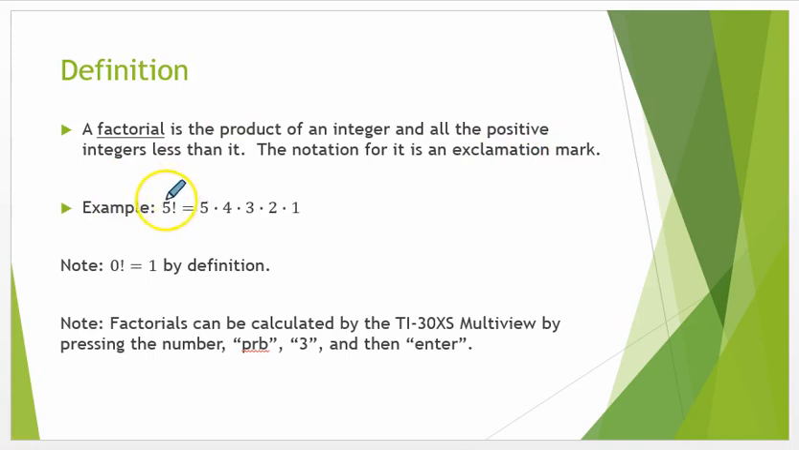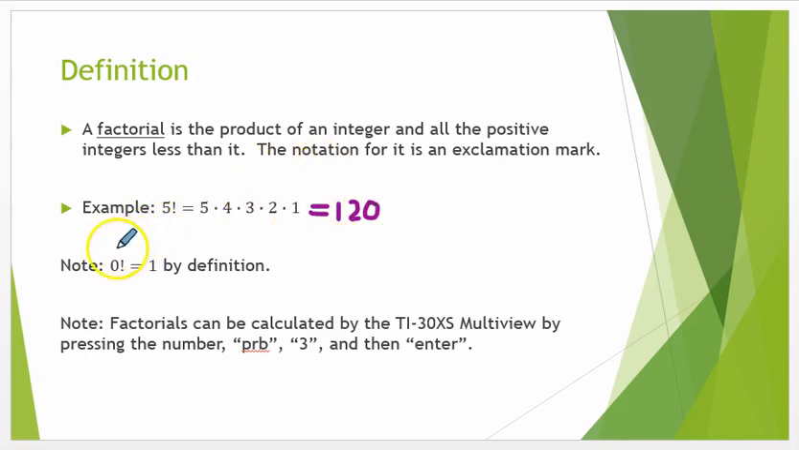That's how I know it's a factorial. And the positive integers that are less than 5, well, that would be 5, 4, 3, 2, and 1. So if you multiply these numbers together, 5 times 4 is 20, times 3 is 60, times 2 is 120, and then multiplying by 1 doesn't change anything. So that's how you would compute a factorial. 5 factorial is equal to 120.